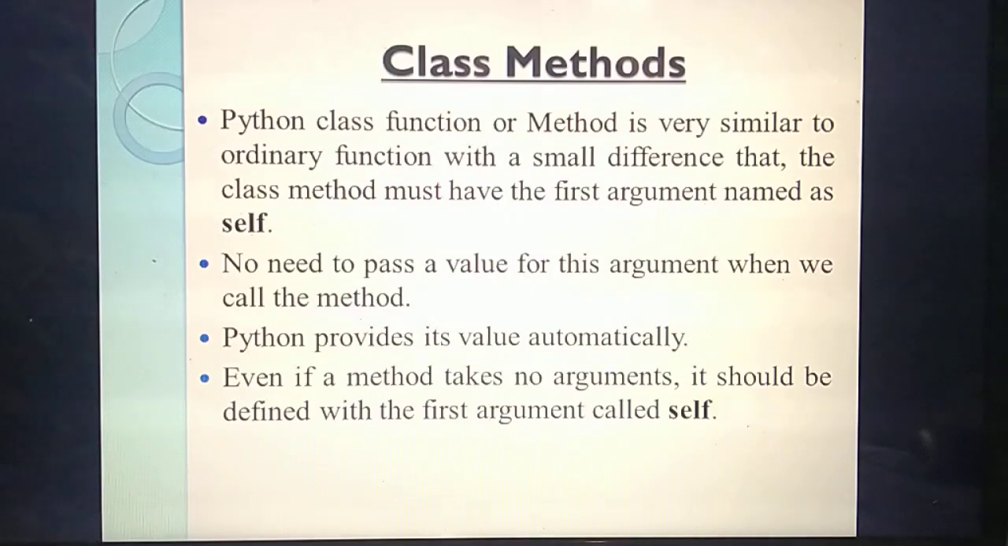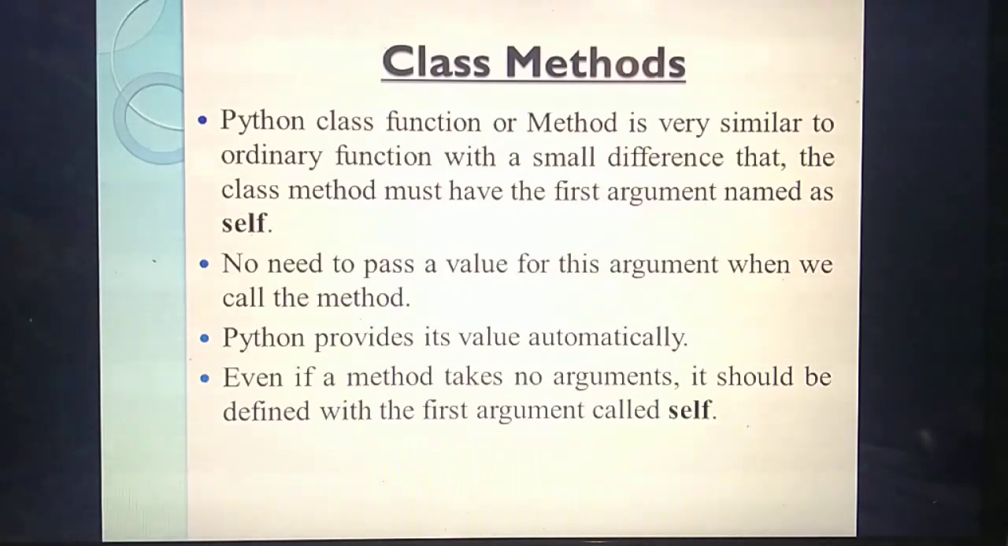So there is no need to pass any value for this argument. Self means self. No need to pass any argument or value for it. If you define a function without any arguments, for example void read data of, simply with an empty bracket, so you are not defining any argument inside the bracket, the program will still consider it as one argument called self.